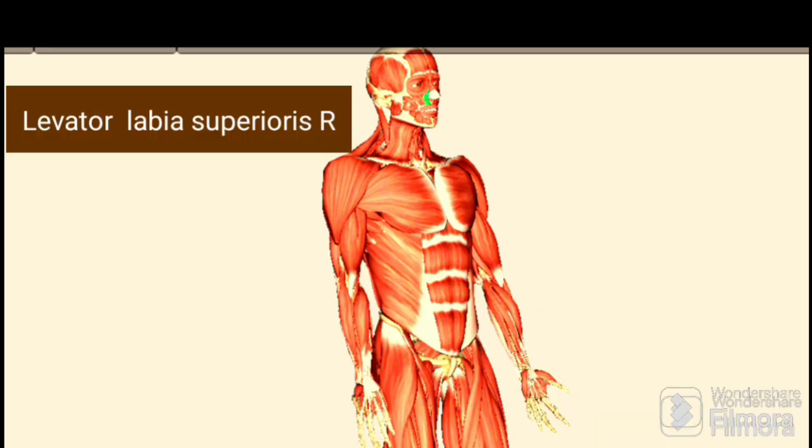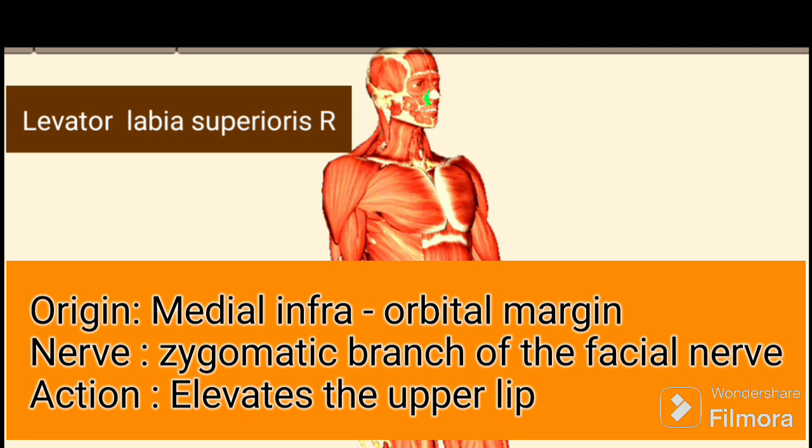The next muscle is levator labii superioris. It originates from the maxillary process of the zygomatic bone. It inserts in the upper lip and elevates the upper lip, exposing the maxillary teeth. Blood supply is by the facial artery and infraorbital branch of the maxillary artery. It is innervated by zygomatic and buccal branches of the facial nerve.